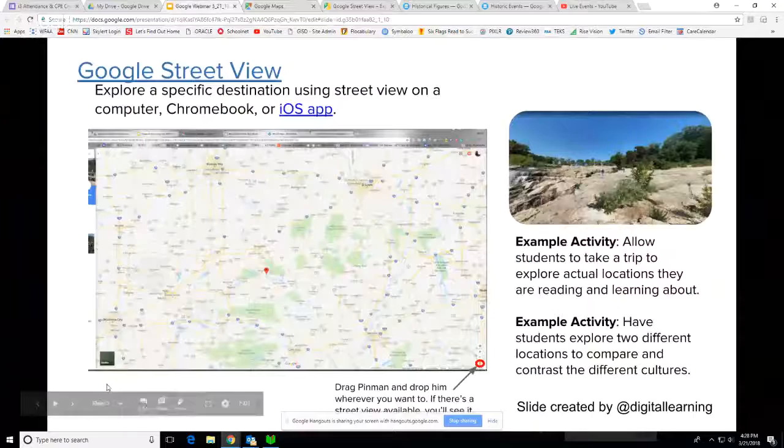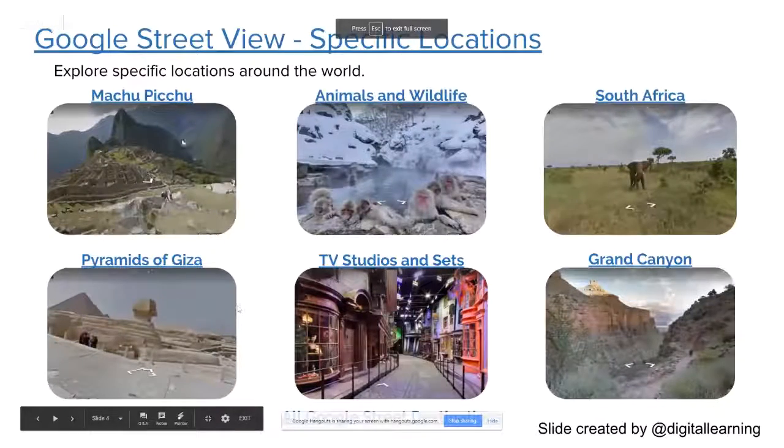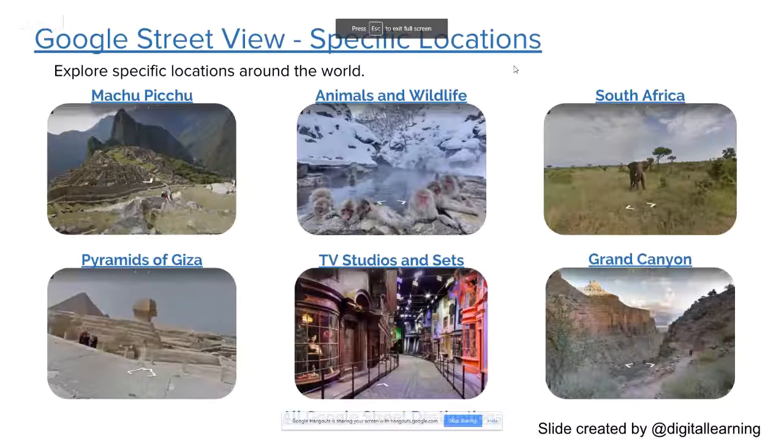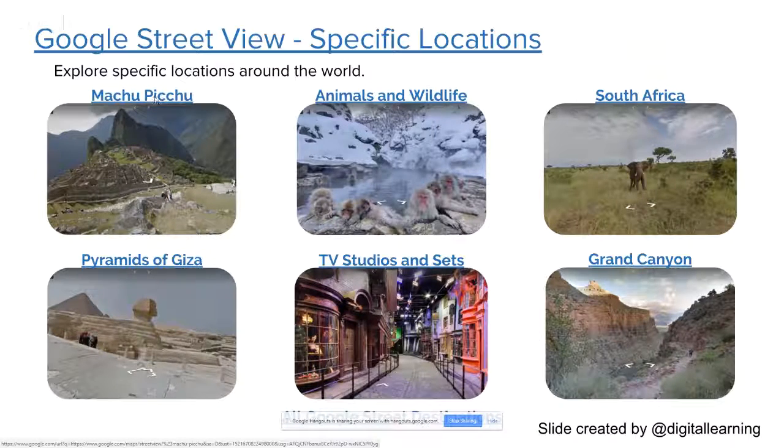They can also, within Street View, jumped ahead of myself there a little bit. There's also specific locations within the Street View. And that is going to give you an opportunity to actually pick some of these locations, something more specific, something more fine-tuned, and allow your students to investigate and learn about different places.